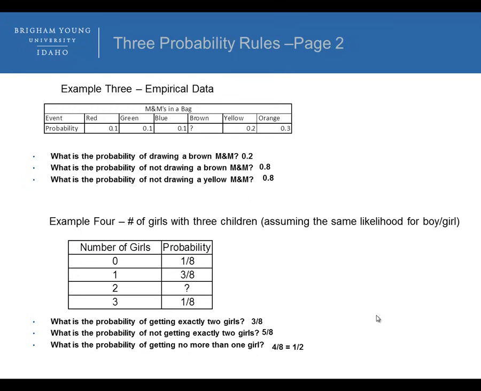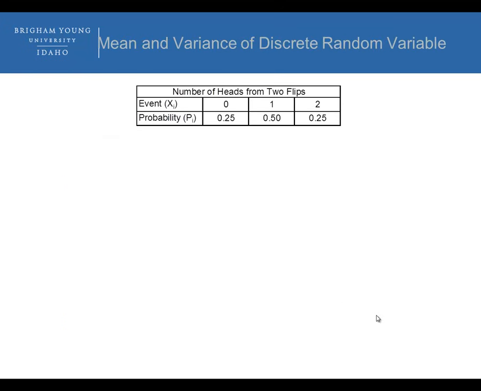And so the next item I want to mention is dealing with the discrete random variable. Getting the mean and the variance of a discrete random variable. Now this is the formula for it. For instance, if the event is x and the probability is p, here are the possibilities of the event: 0 heads, 1 head, and 2 heads, and the probabilities associated with those are 0.25, 0.5, and 0.25.